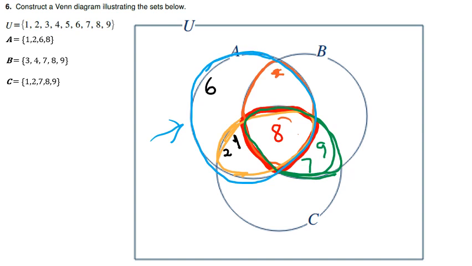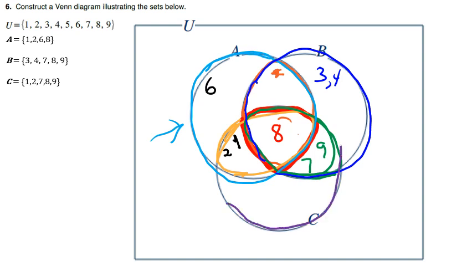Let's look at B. B is this circle. Well, for B, we need the 3. It's missing. It's got to be here. The 4, it's missing. It's got to be here. The 7, we already have it. The 8, we already have it. The 9, we already have it. So that's good. We're ready for C, which is going to be this circle.